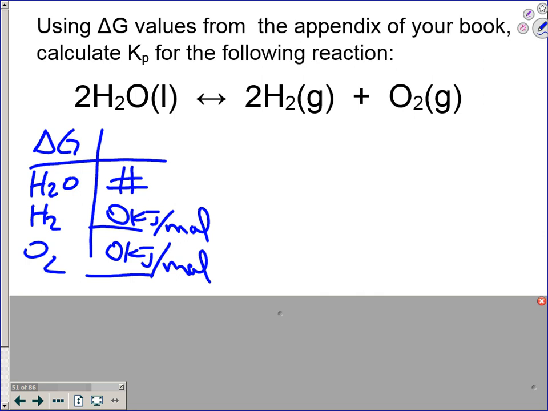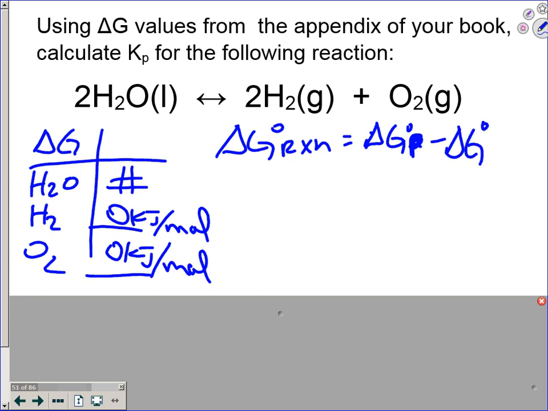So how would you solve for the delta G reaction? Nope, don't have information for that. Given these data points, like given a table of values for delta G, how would I solve for delta G reaction? Products minus reactants, very good. Okay, so delta G products minus delta G reactants, right?